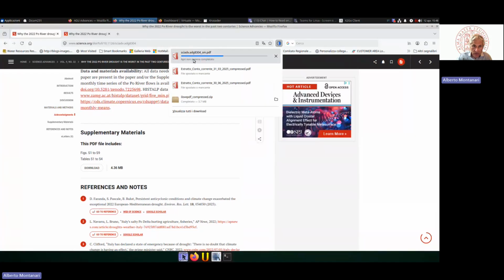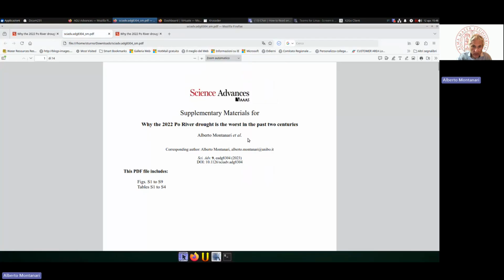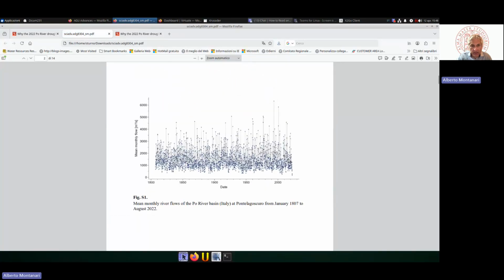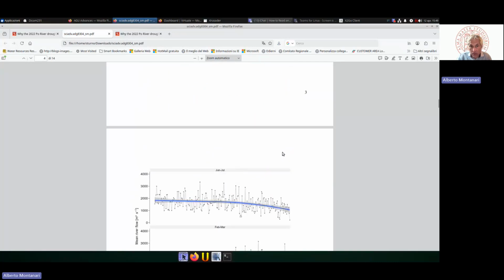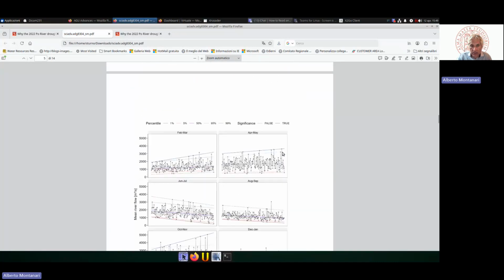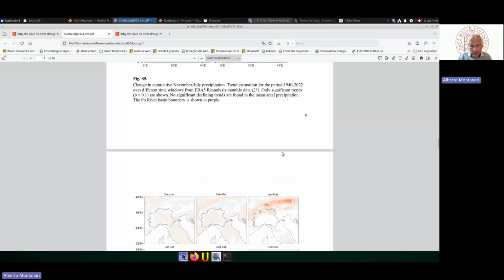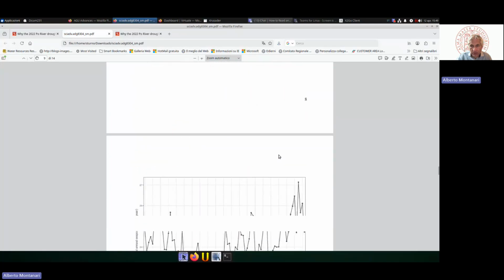And you see that it's quite a long download. And then here we see the supplementary material. Basically they are figures, figures that are referenced in the text. So in the text, we made reference to these figures, which provide additional details. As you see, additional figures.